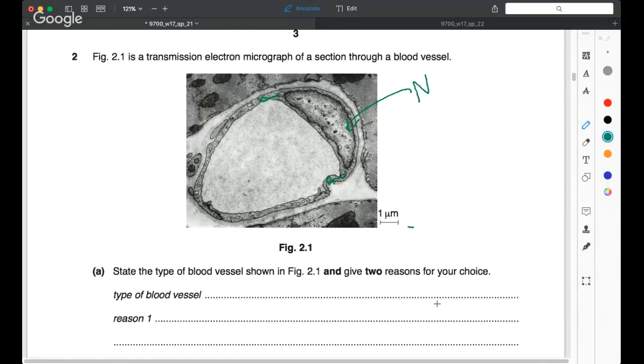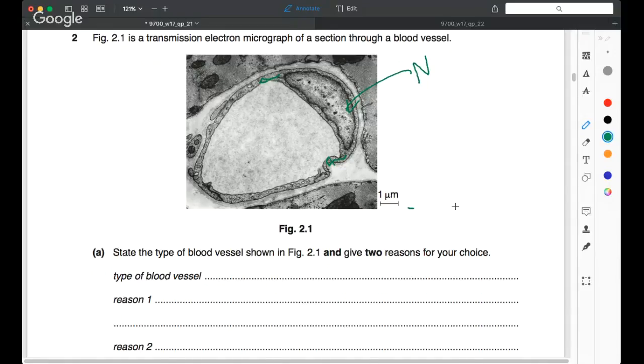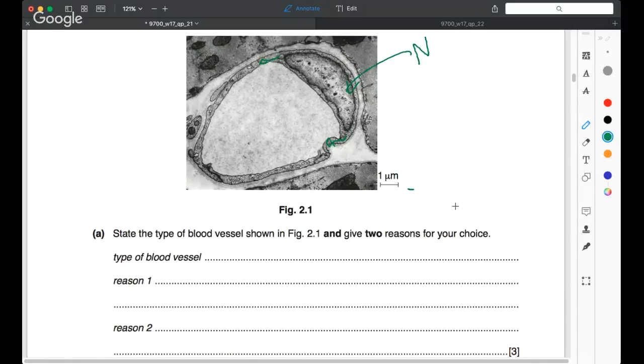If you were to give reasons for your choice, could you tell me now why, from looking at this, you could say this is a capillary? What made you think that it was a capillary after you saw the scale bar? So I know that the diameter of the capillary is equal to 7 micrometers. Good, that's 1 point. Also because of the thin wall of the vessel. Yeah, you'd get the mark for that, but I would specify single cell thick.